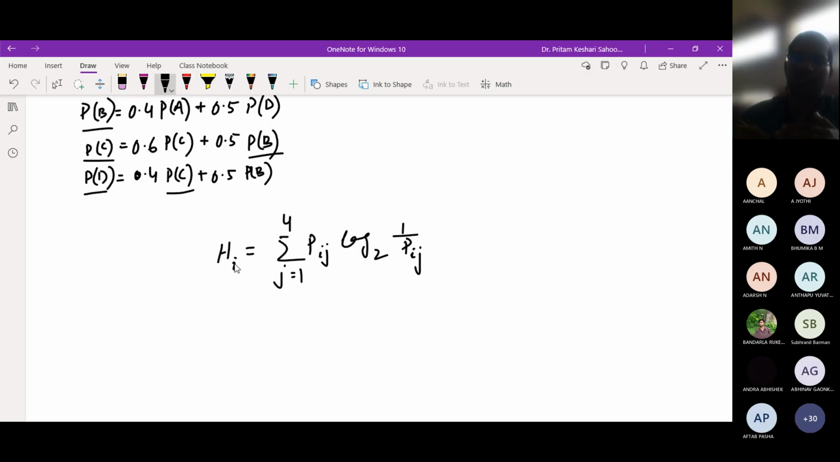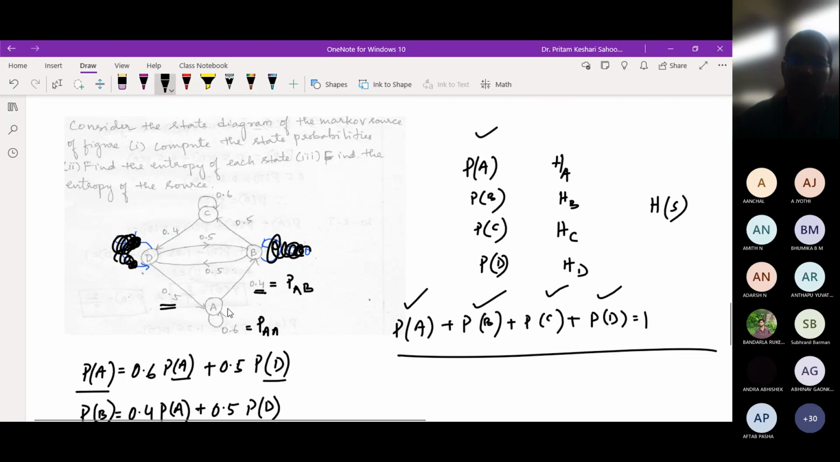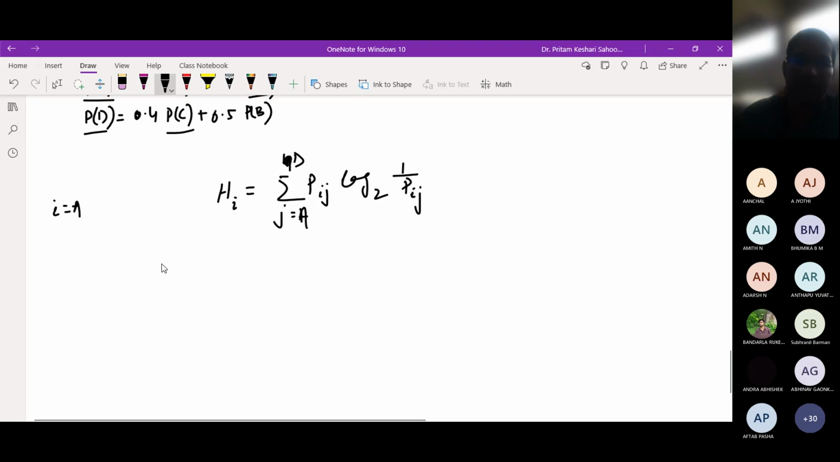So what is i? i represents the current state. If I am finding the state information for state A, then the value of i is equal to A. And the value of j will range from A to D, because the state numberings are not 1, 2, 3, 4, they are A, B, C, D. So I am writing only for HA. The rest of the things you can note.